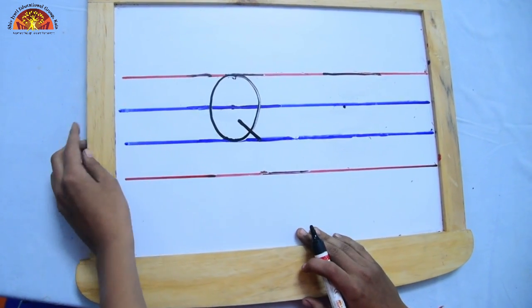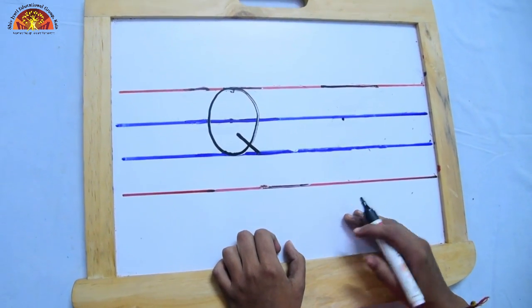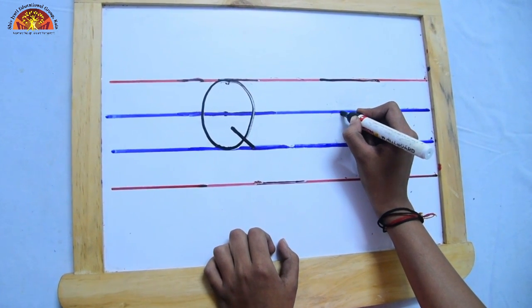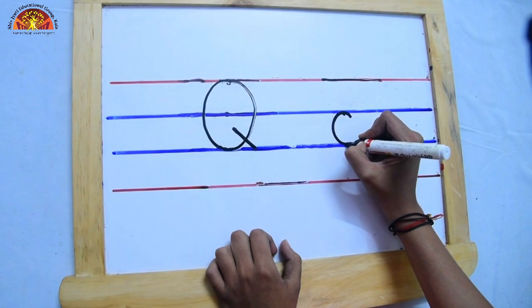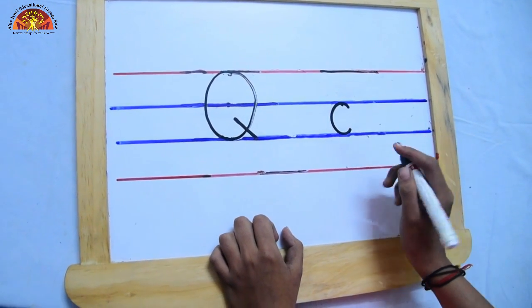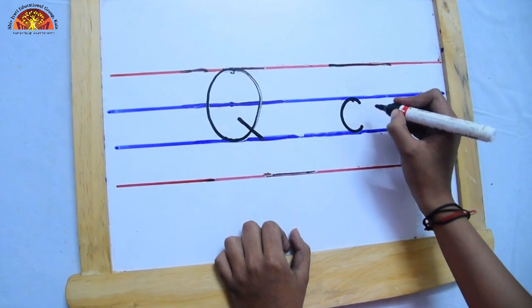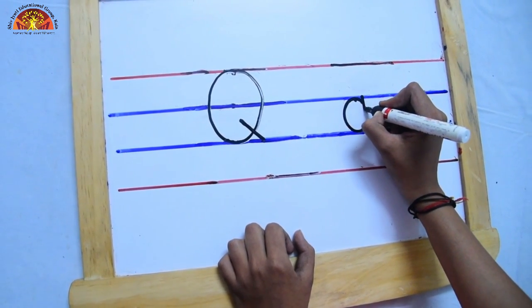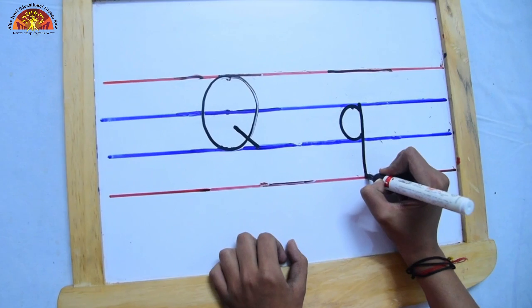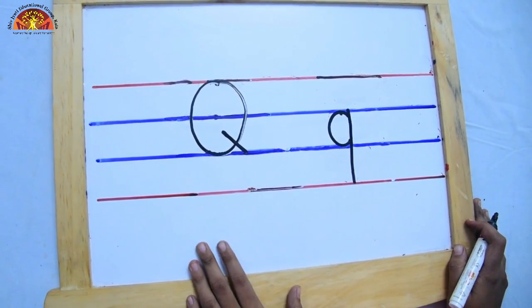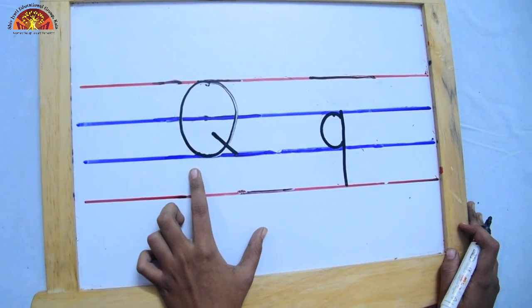Now let's make small letter Q. So you have to make one small curve like this. Draw this small curve in between these two blue lines. Now standing line. This is small letter Q and this is capital letter Q.